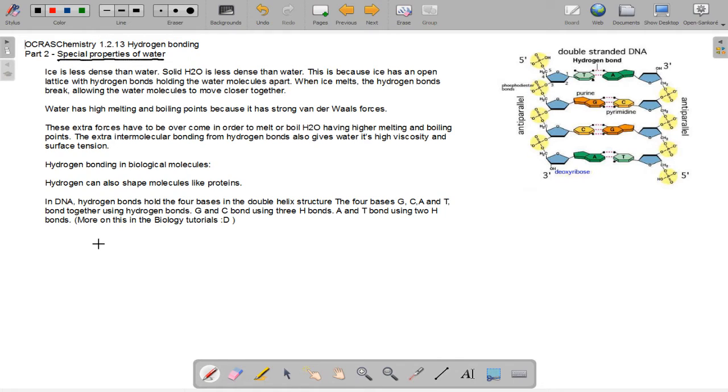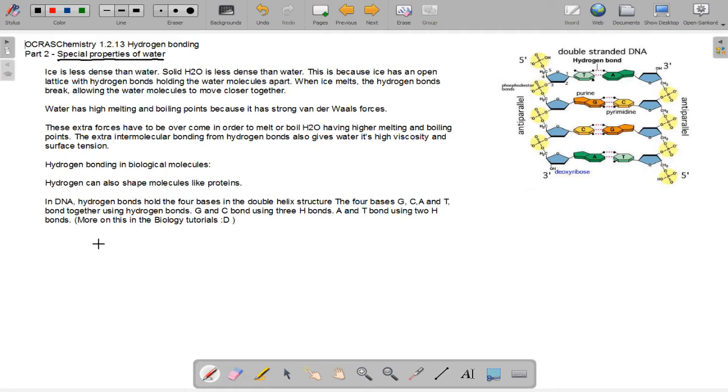Water has high melting and boiling points because it has strong intermolecular forces. These extra forces have to be overcome in order to melt or boil water, giving it high melting and boiling points. The extra intermolecular bonding from hydrogen bonds also gives water its high viscosity and surface tension.